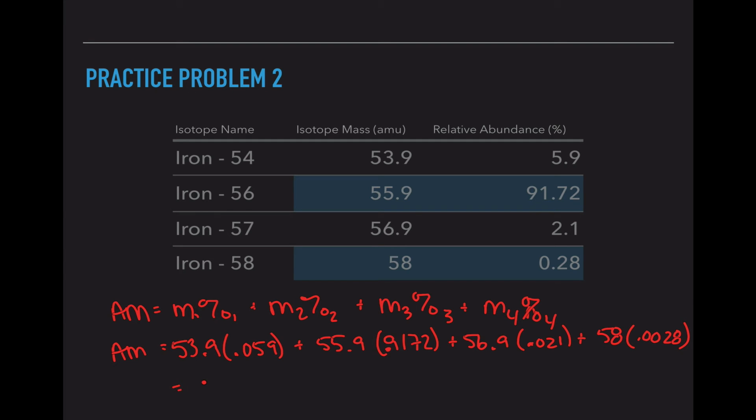This first value is 3.18, second value is 51.27, third value is 1.19, and the fourth value is 0.1624. And when you add those all up, our average mass of iron is 55.8 atomic mass units. Now that should make sense because looking at our percents, the highest percent is 55.9, so our answer should be really close to 55.9.